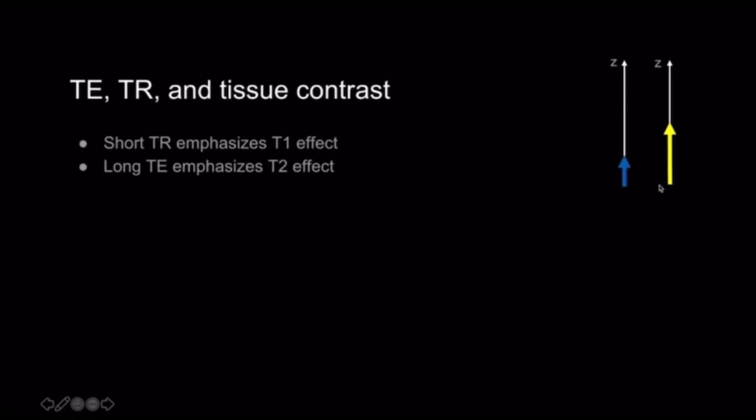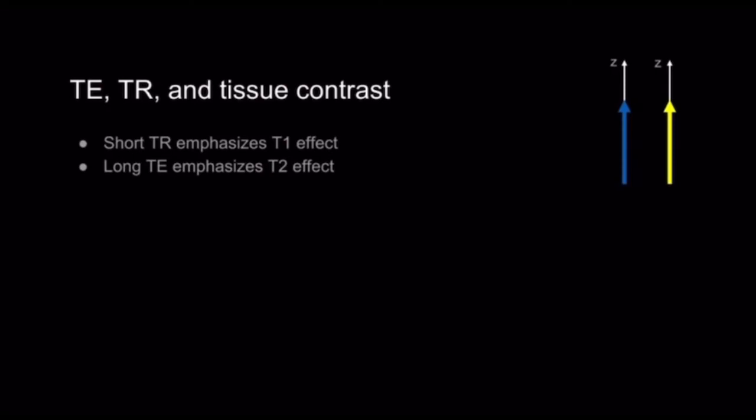To illustrate that more, if we had waited even longer and had a long TR, we would have let the water and fat molecules completely relax into the z-axis, and then if we apply an RF pulse, there's no difference between the tissues, and so we've now completely gotten rid of any differences in T1 relaxation. So remember one thing here, again: short TRs emphasize the T1 effect for the reasons that we just mentioned.